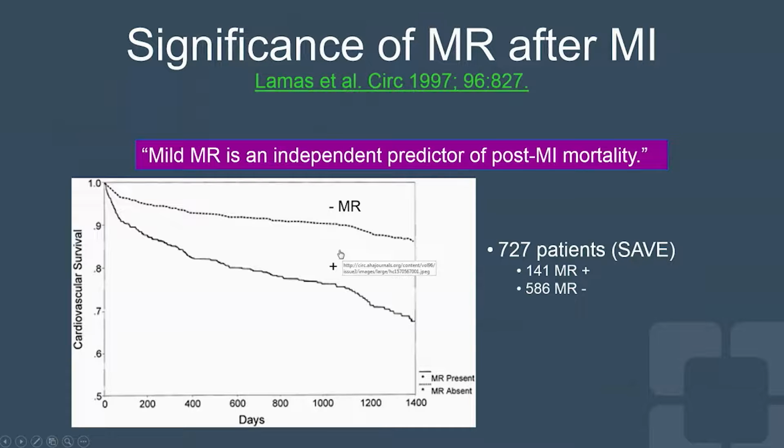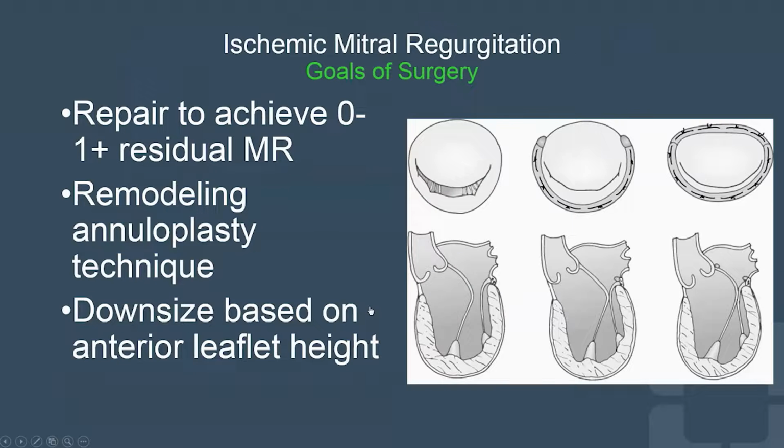So there's an early study from the 1990s published in Circulation that shows that in patients after a myocardial infarction, the more regurgitation you have, the worse your overall survival. And this is something that we've seen time and time again, and has been observed for decades now. The goal when you're operating on these patients is that you want to achieve either no residual regurgitation or at most mild regurgitation.